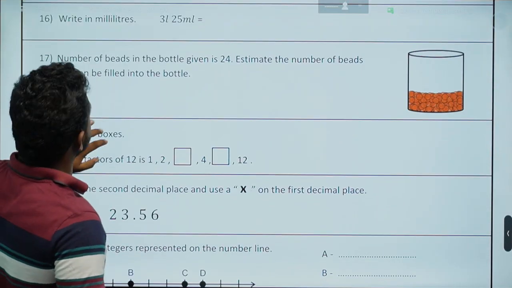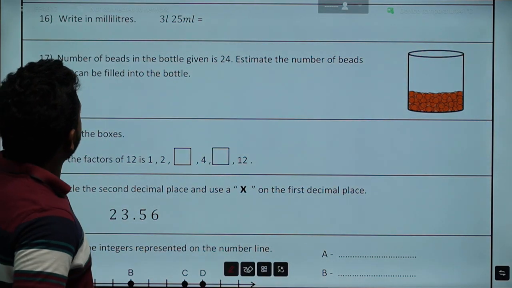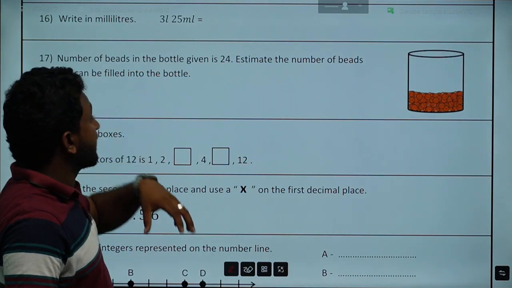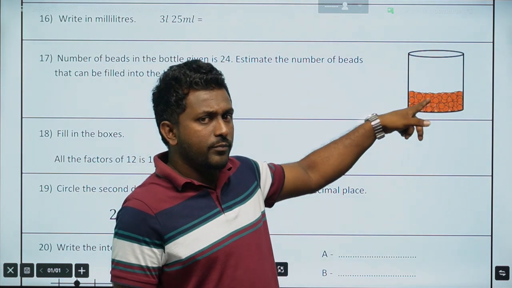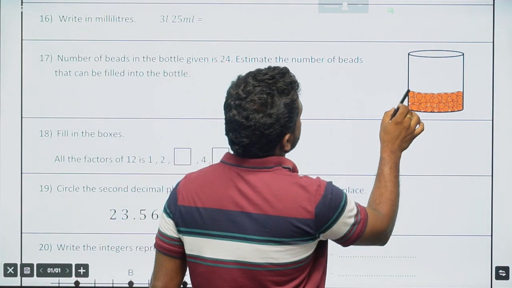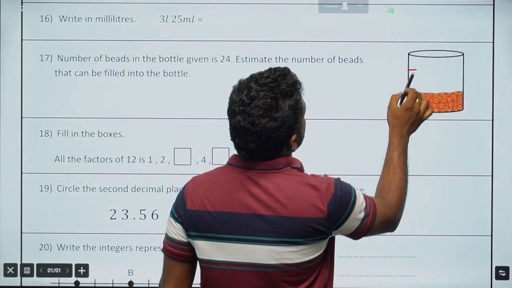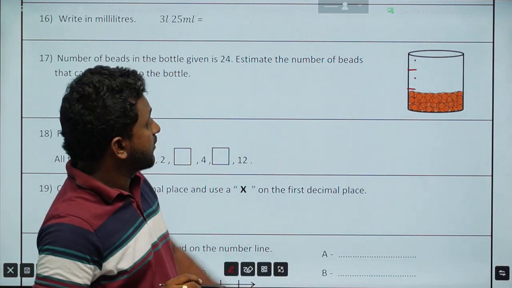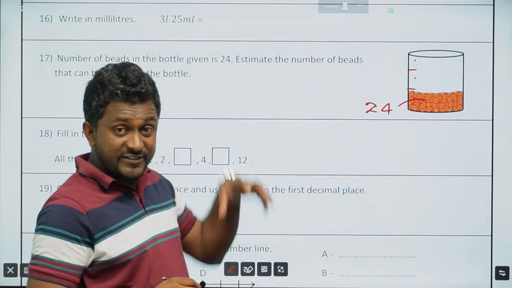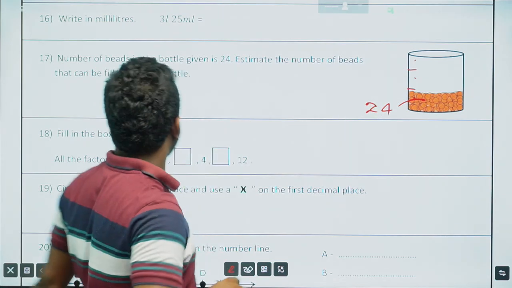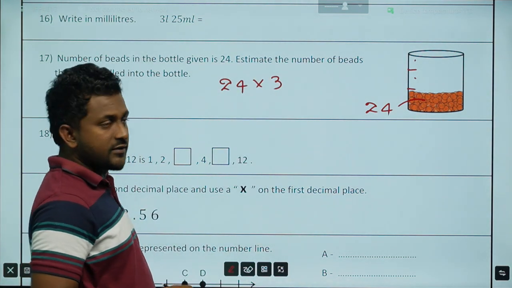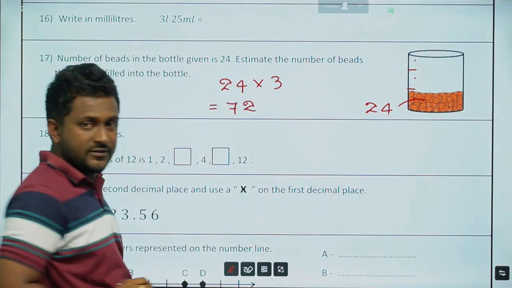Question number 17. Number of beads in the bottle given is 24. Estimate the number of beads that can be filled into the bottle. That means there are 24 beads in the bottle. So, when you consider it as a fraction, we can divide that into how many parts? 1, 2, 3. We can divide it into 3 parts, no? So, there are 24 beads. Now we have to estimate the total number of beads in that bottle. So, how to take that? We can multiply 24 by 3. There are 72 beads, right? 72 beads.